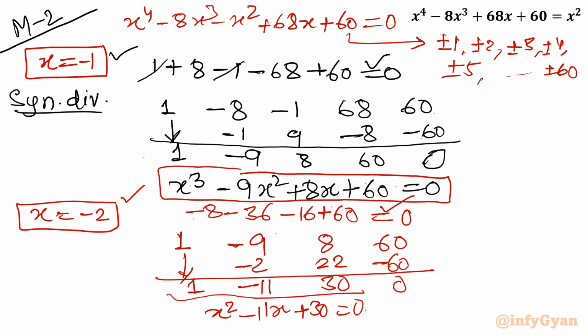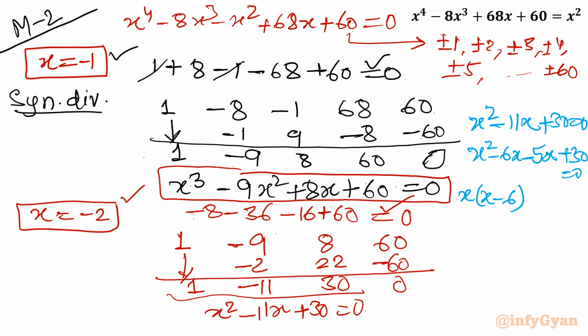Okay. Now I will solve using the factorization method. Minus 11x plus 30 equal to 0. 6 5s are 30, so I can write x square minus 6x minus 5x. I split the central term, 11, as minus 6 minus 5, plus 30 equal to 0. I will take x common out: x minus 6, minus 5 common out, x minus 6 equal to 0. So we have two factors, x minus 5 and x minus 6 equal to 0. So x will be equal to 5 and 6.